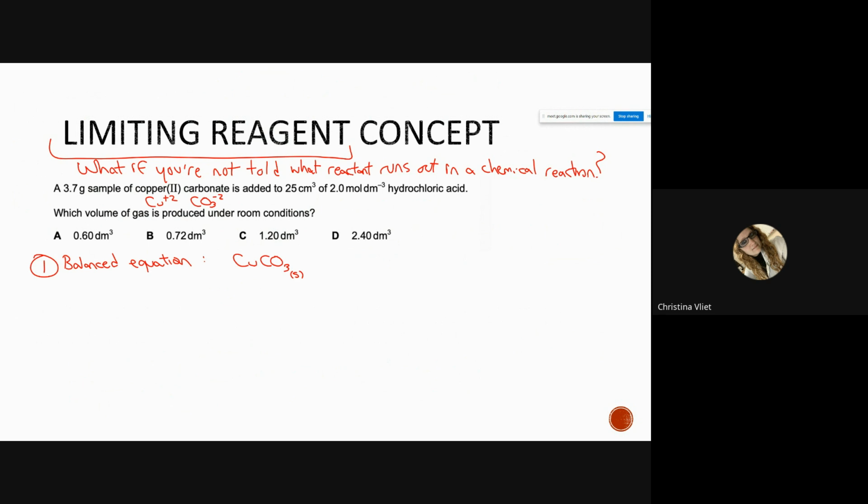We're going to throw that copper carbonate into some hydrochloric acid. So what's the formula for hydrochloric acid? HCl. All right, beautiful, beautiful. Which is in what state of matter? Acid is only acid when it's in water, which is aqueous.